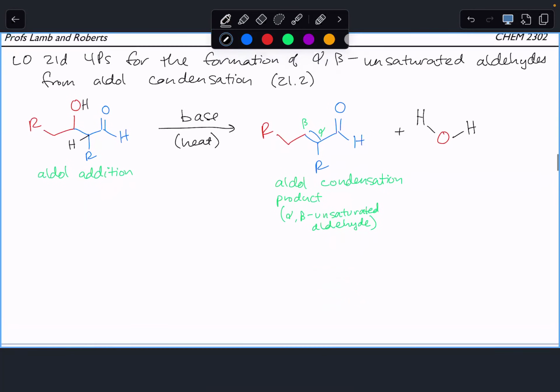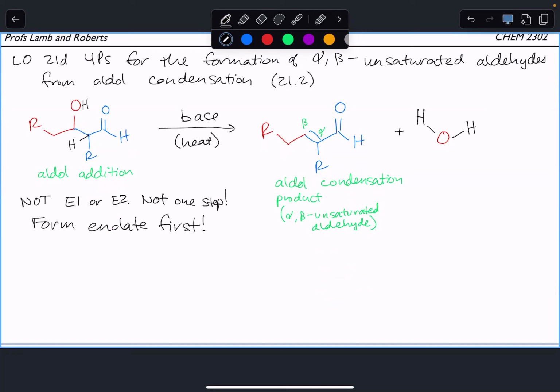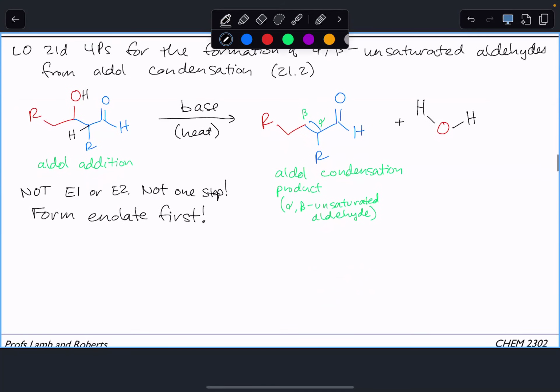Okay, so now it's really important that this is not E1 or E2. You've learned other elimination reactions, E1 and E2, right? This is neither of those things. And it's also not one step. It's 2 steps because we need to form an enolate again. So again, this chapter is all about enolates, right? We're using enolates a lot. So we need to form an enolate. So let's look at the mechanism of this.